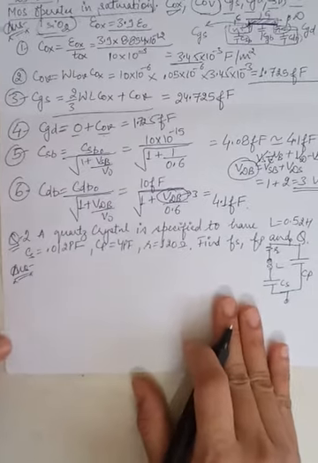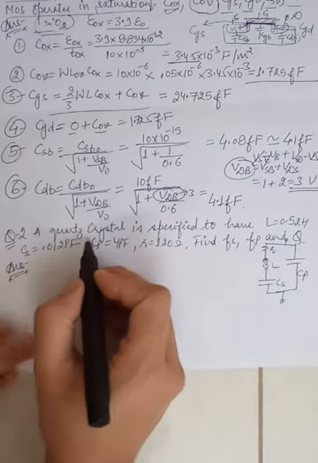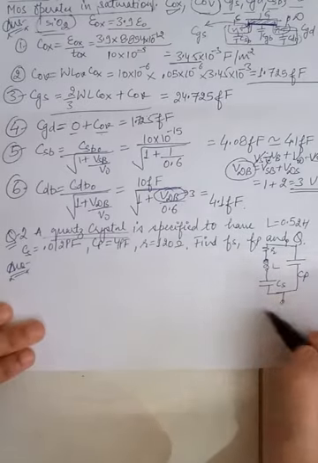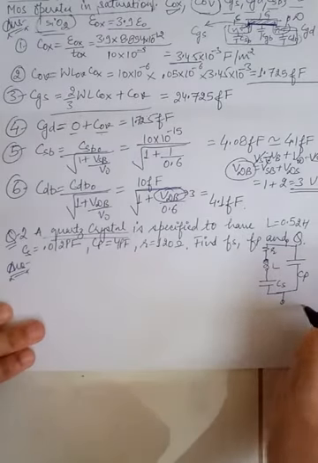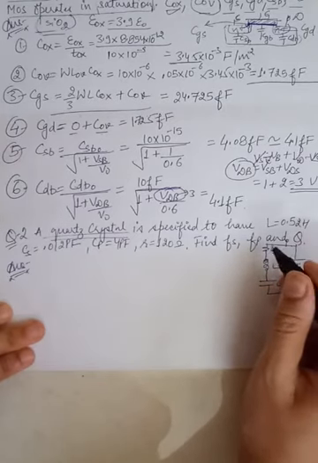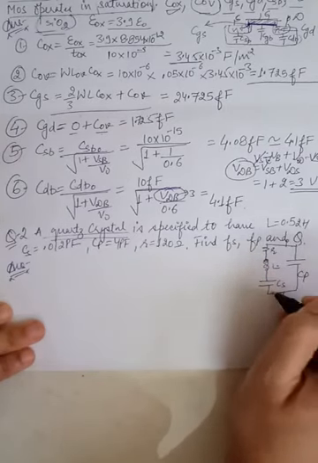Let's solve another problem which is related to quartz crystal oscillator. So this is your equivalent circuit of quartz crystal oscillator, where you have a capacitance in parallel with the series combination of R, L and Cs.